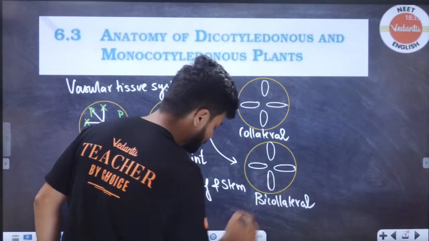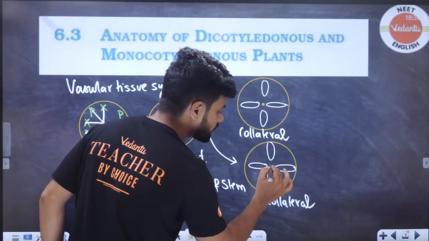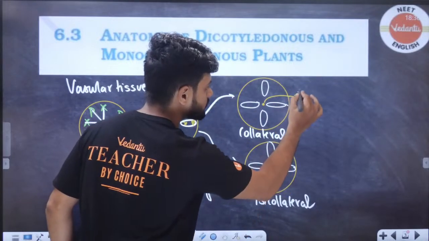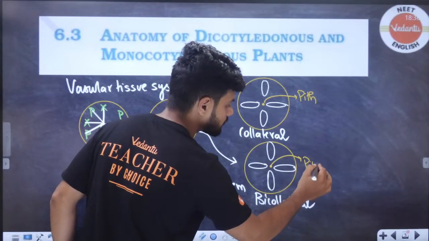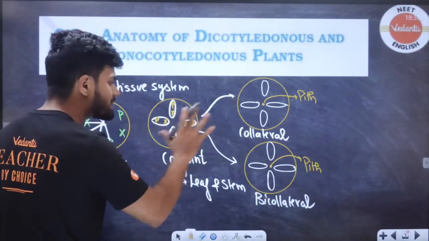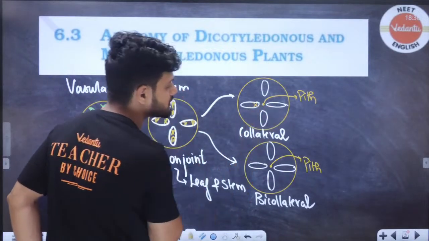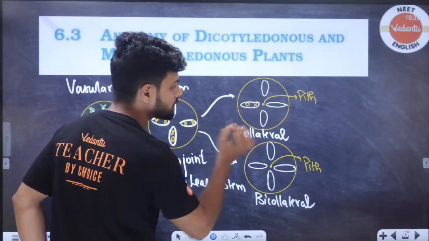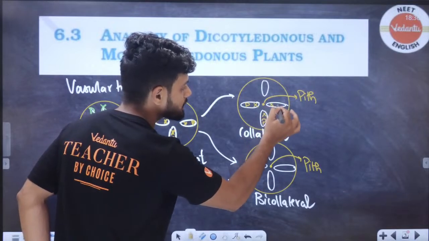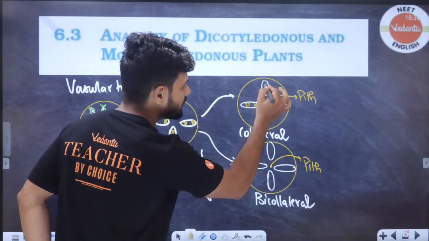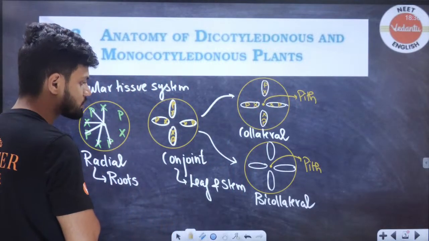Now the main difference lies in the arrangement. The middle part is called the pith. Here also we have the pith. In the case of collateral, xylem is present towards the pith and phloem is present away from the pith. Xylem on the inside, phloem on the outside. This is called collateral arrangement.